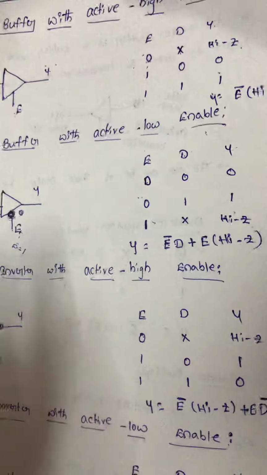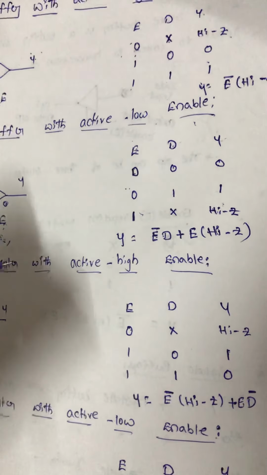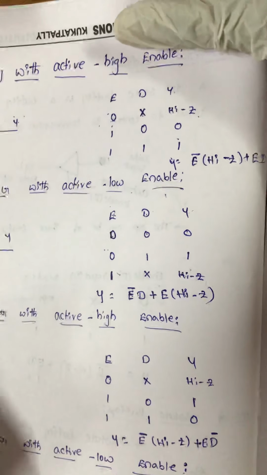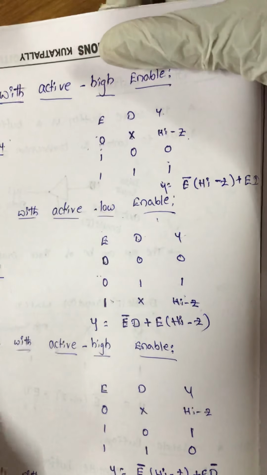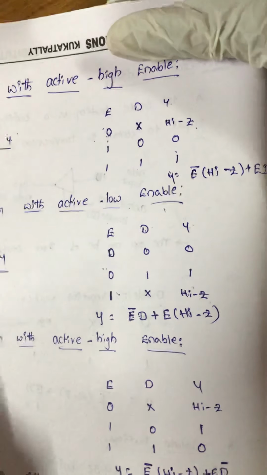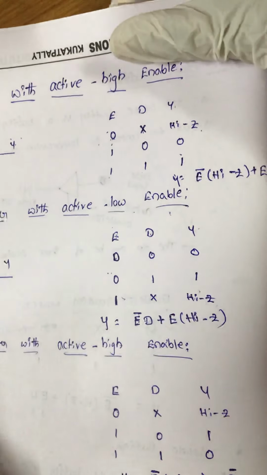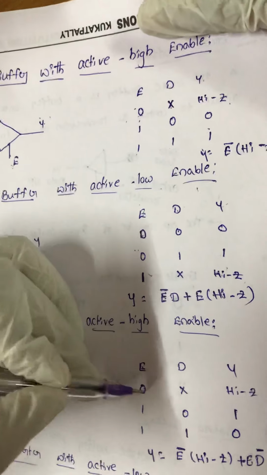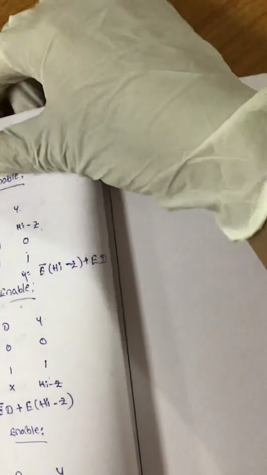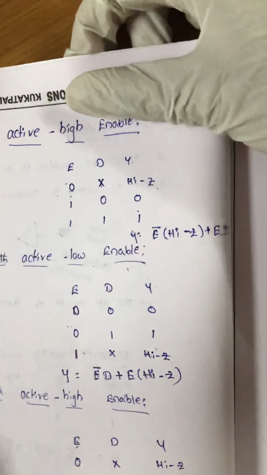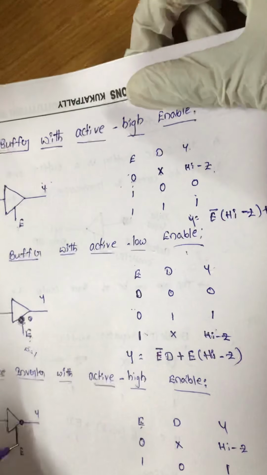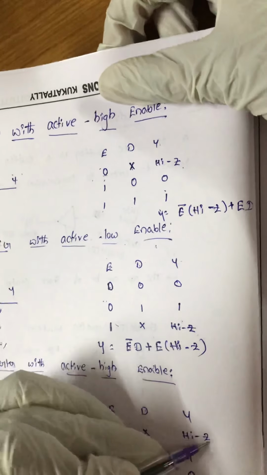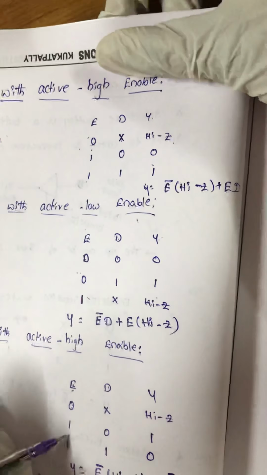Okay, next coming to the third one, tri-state inverter with active high enable. Tri-state inverter means we have to connect one bubble at the output. In this condition active high means enable is directly connected to the buffer. Okay, so first E equals 0 condition. E equals 0 means this is not enabled. Okay, disable. This is the disable. So disable means whether input is 0 or 1, high impedance is generated.